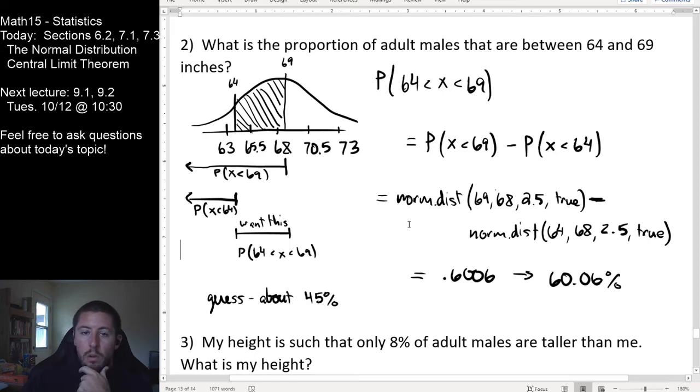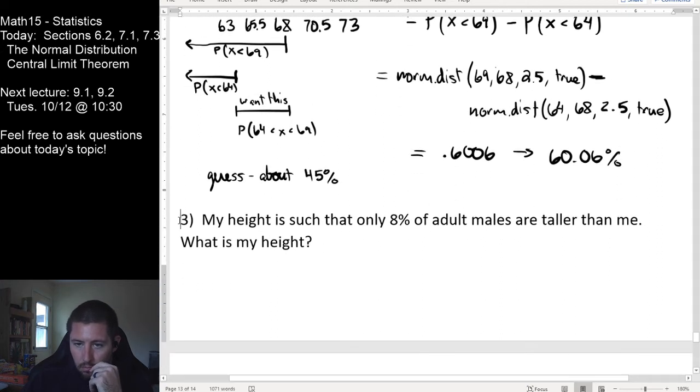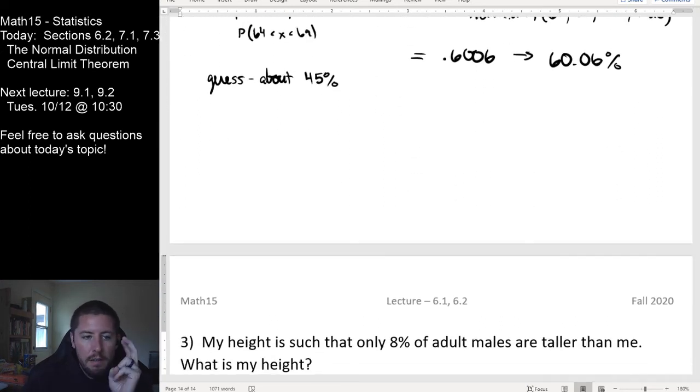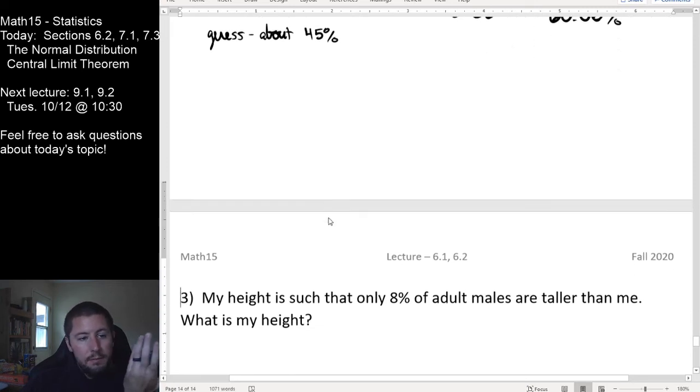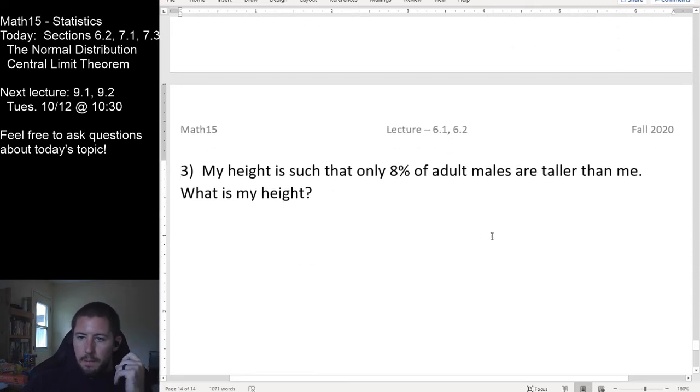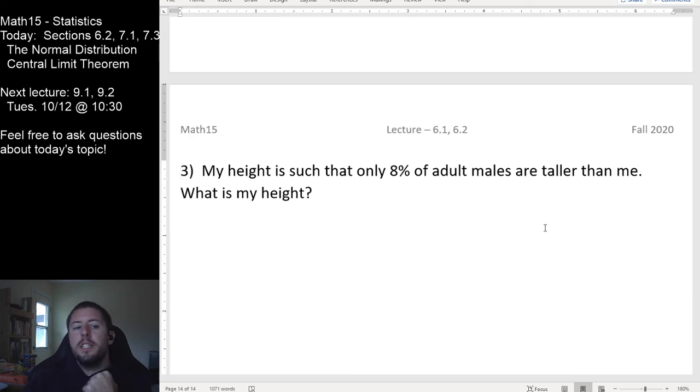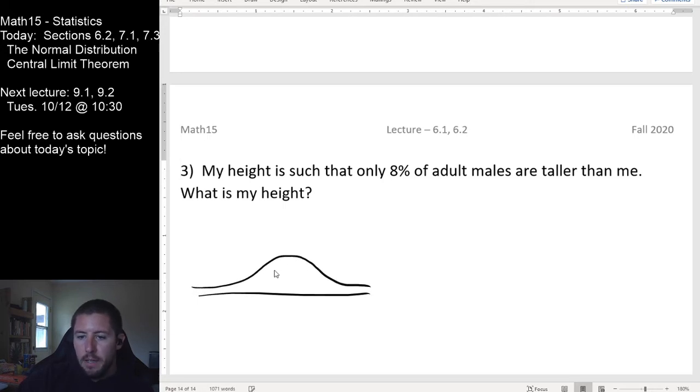All right. So let's do the same thing here. We've got one more of these to do, and then we'll pick up with our chapter 7 things. For our last little toughy question, we're going to do a flipped version of our inverse computations. My height is such that only 8% of adult males are taller than me. What is my height? This is really hard for me to think about directly without drawing a diagram. I really am going to encourage you to draw lots of little normal distributions for all these problems to help you make these estimates.